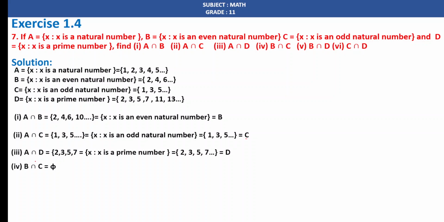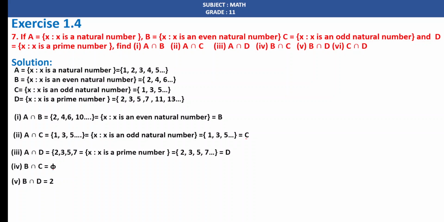Fourth one, B intersection C. B is even numbers and C is odd natural numbers. Therefore, no number is common between the even numbers and odd numbers. Therefore, this is the null set.